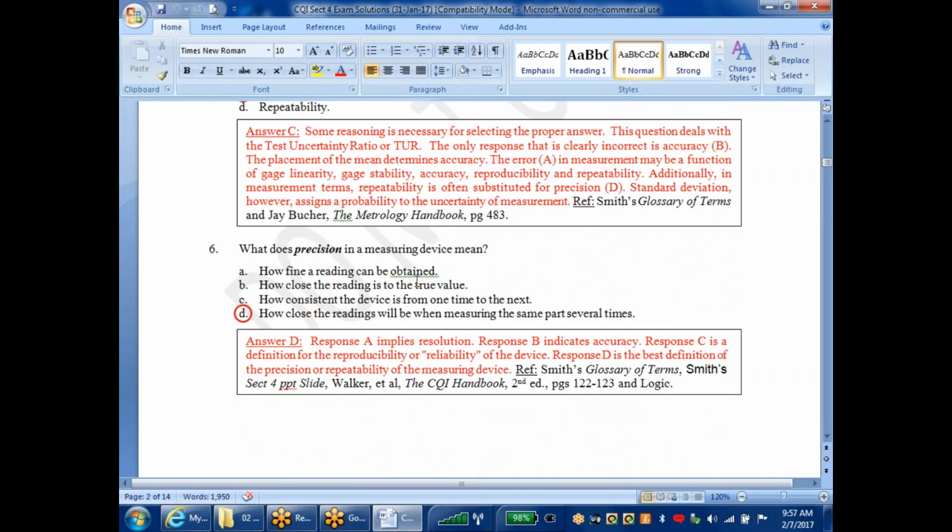Six, what does precision in a measuring device mean? Well, you have to, again, take each one of these answer choices and define the right answer. A is really talking about precision. B is talking about accuracy. And C is a definition of repeatability or precision of the measuring device, but it's a little bit off center here. But D is the correct answer: how close the readings will be when they're measuring the same part different times.